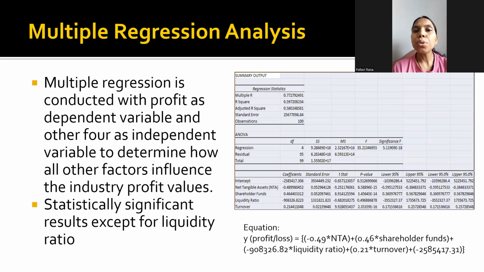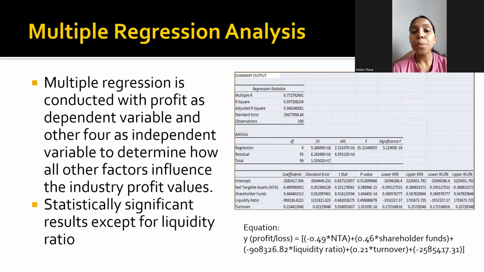So moving on to regression analysis, and there's an equation also with the data in the table. The multiple regression analysis determines the impact of multiple variables on a single dependent variable. So for this multiple regression, the profit loss variable is considered as the dependent variable, and all the other four variables are considered to be independent variables. Also, the equation which I have shown on the same slide suggests that the impact of the negative NTA and positive shareholder funds can be neglected as they share similar trend and values.